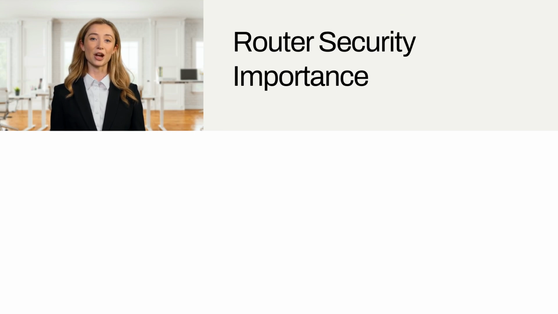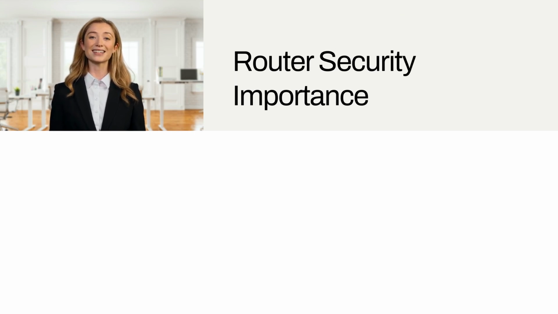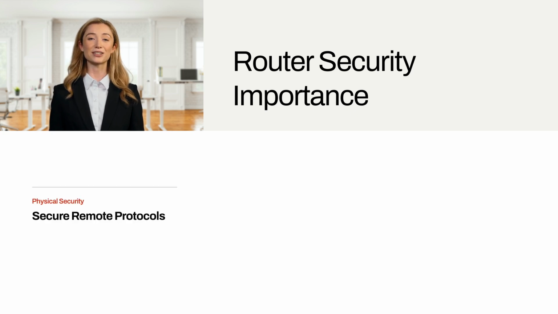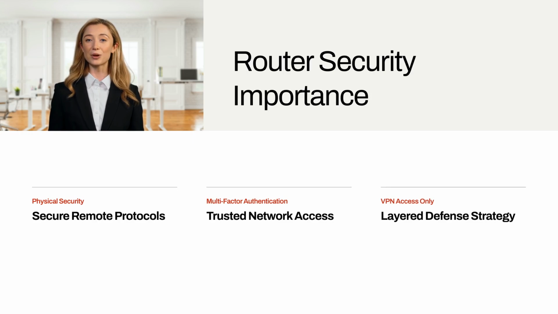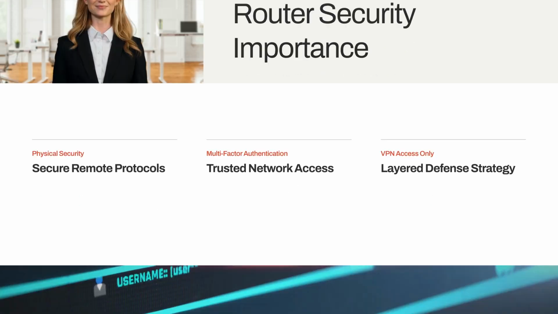Securing routers against unauthorized access is paramount. This involves everything from physical security to ensuring that remote access protocols are as secure as possible. If an attacker can't get into your router, they can't create these secret tunnels or alter your routing tables. This means implementing strong authentication measures like multi-factor authentication for remote access, and ensuring that all management interfaces are only accessible from trusted networks or through VPNs, creating multiple layers of defense.